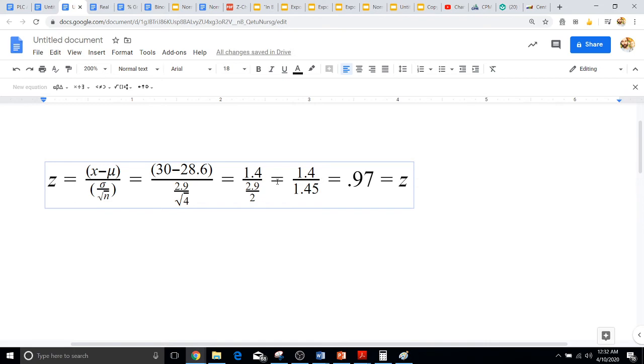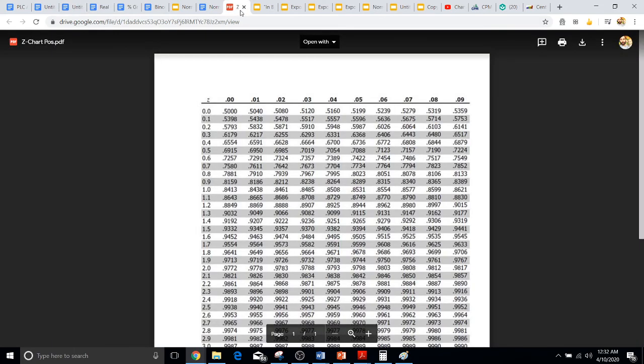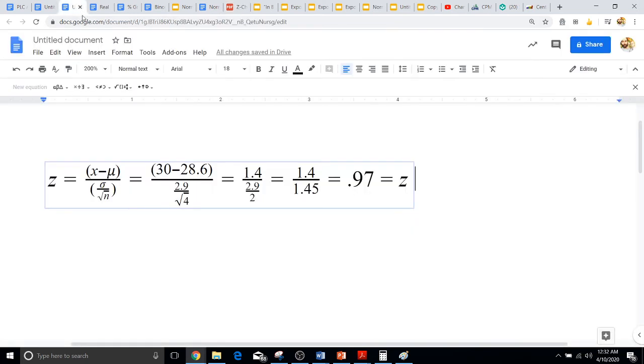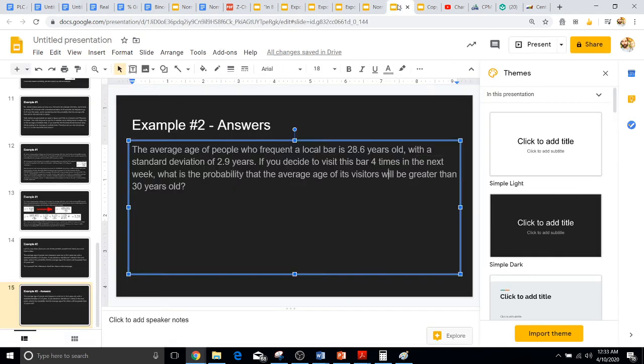All right, let's go ahead and take a look at 0.97 on our z-chart. I actually have that handy right here. So 0.9 is going to be right here. We're going to follow it until we get to the 7th one, which is right here, which is 0.8340. Let's go ahead and write that down as well. 0.8340. Now we have to ask ourselves, is this going to be subtracted from 1? Well, it will be if we are looking for greater than, but if we're looking for less than, we can just keep it. Let's go back to our example.